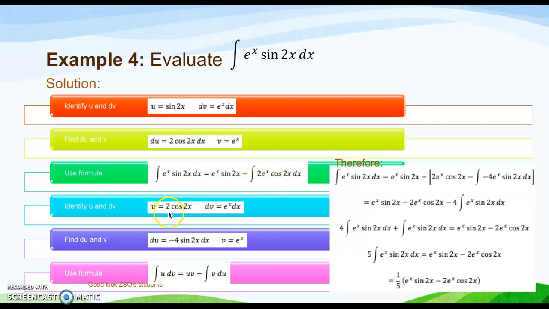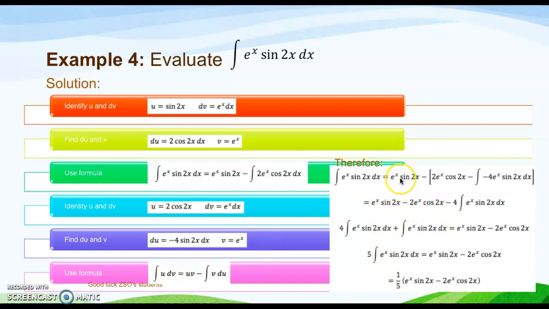So next, identify again, because we have here 2 e^x cos 2x. It means we need to do one more integration by parts. So this is exponent, this is trigonometric function. So it's the same: identify u and dv here. u equals 2 cos 2x, dv equals e^x dx, because using LIATE, trigo comes first and second is the exponential function. So u differentiate, dv integrate, using the formula here.